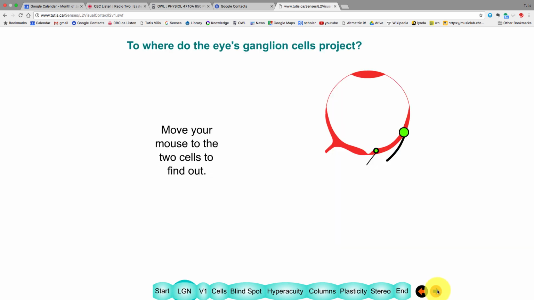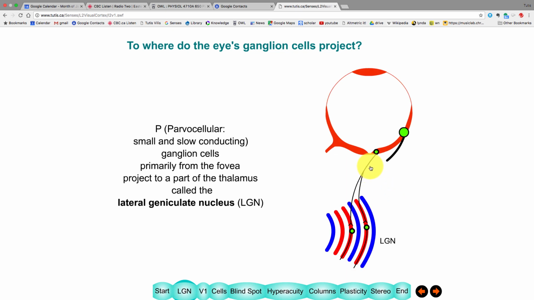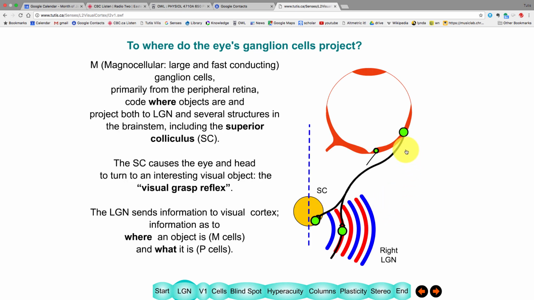So now, we saw in the eye that we had ganglion cells, and we had ganglion cells of different sizes. And those in the fovea were small, and those in the periphery were large. Those in the fovea first go to a place called the lateral geniculate nucleus. That's a part of the thalamus. Every one of your senses, touch, hearing, all go through the thalamus. And you can see that here, information goes to some of the layers of the thalamus. The ones from the periphery also go to the thalamus, but they also go to a structure called the superior colliculus.